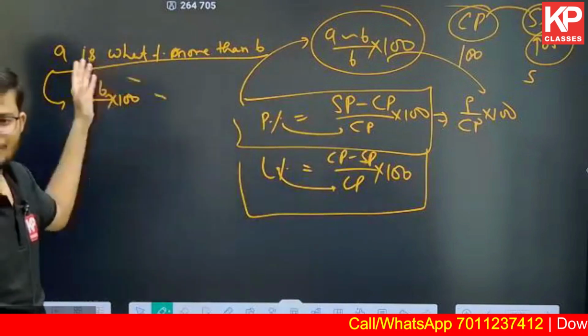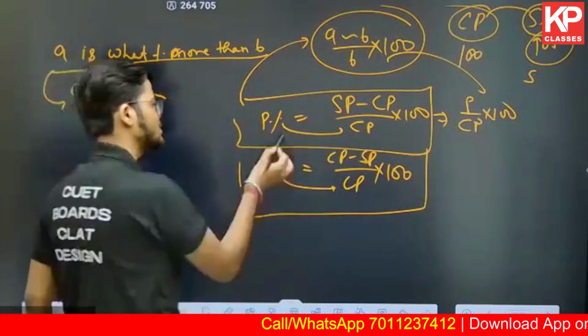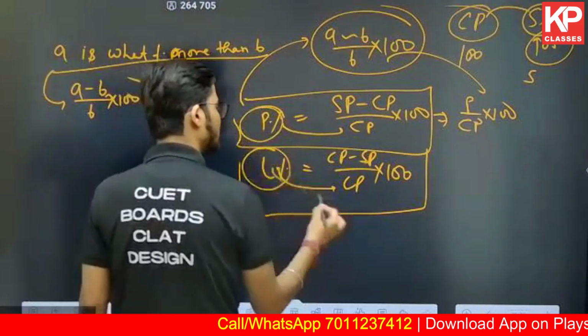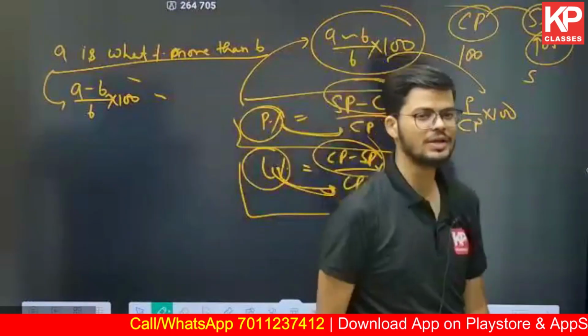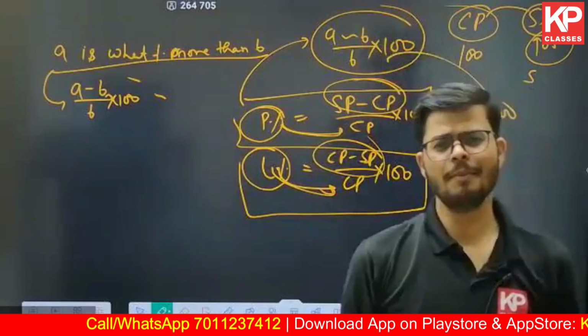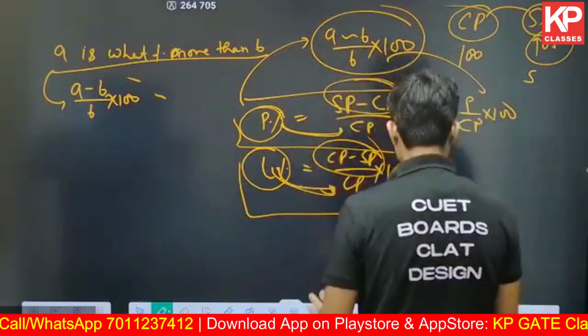Where is this formula coming from? From this formula, A minus B divided by B into 100. So if you want to find profit percentage or loss percentage, in the denominator keep cost price, and in the numerator the difference of both, multiplied by 100, will always be there whenever we are talking about percentage. So this is with respect to profit and loss percentage.